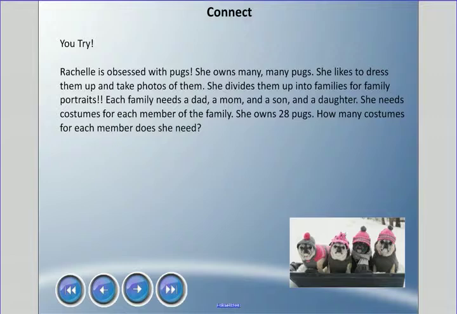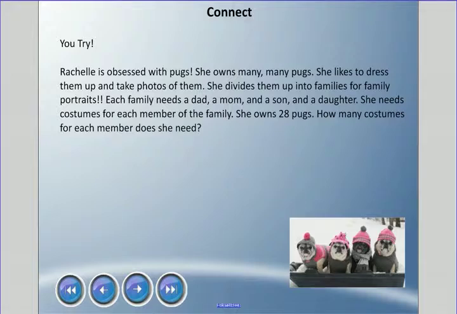I'm going to get you to pause that and process this craziness here. So again, she's looking for how many costumes for each member. So how many dad costumes does she need? How many mom costumes does she need? How many son and how many daughter costumes does she need in order to make these family portraits? Pause it, come back when you're ready.